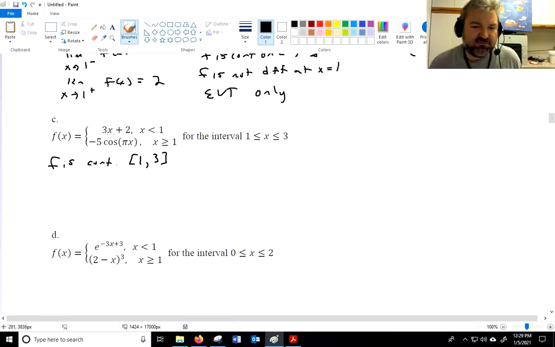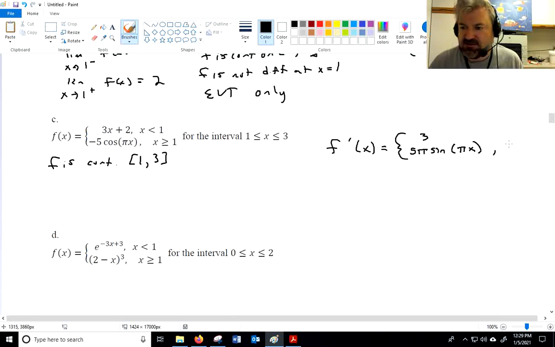Well, we can go ahead and talk about it. Let's go ahead and look at it, and then we'll see why it actually doesn't really matter. But let's take a look at the derivative. And that would be a 3 for the top one. And the bottom is going to be a positive 5 pi, because of the chain rule, 5 pi times the sine of pi x. Now, the sine of pi is 0.